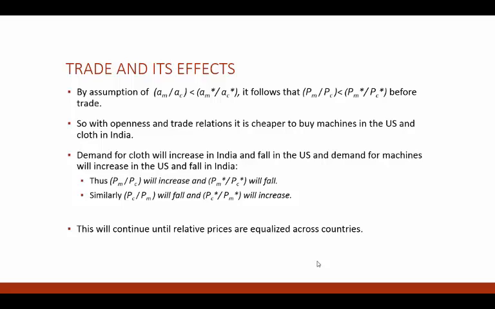The assumption of comparative advantage, and hence lower opportunity cost for machine production in the US, means the relative price of machines will be lower in the US than in India. Similarly, the relative price of cloth will be lower in India than in the US. So with trade relations between the two, demand for machines in the US will increase, while demand for cloth in India will increase. Demand changes will affect prices, so that the relative price of machines will increase in the US and fall in India, while the relative price of cloth will increase in India and fall in the US. This continues until relative prices are equalized across countries.